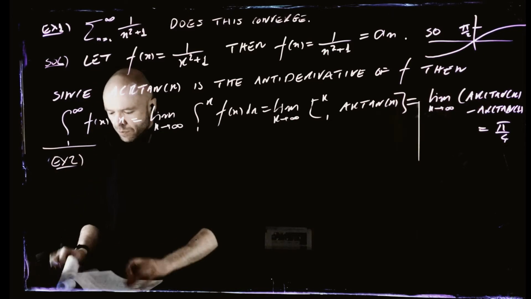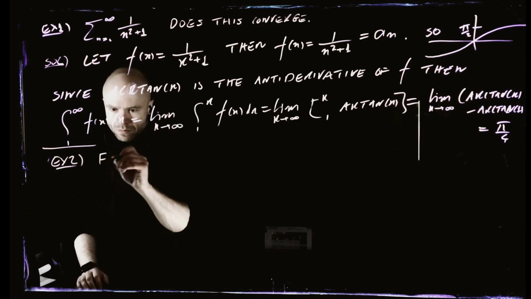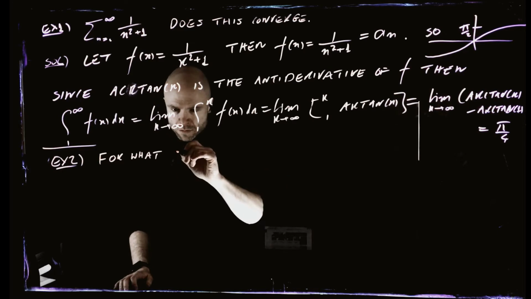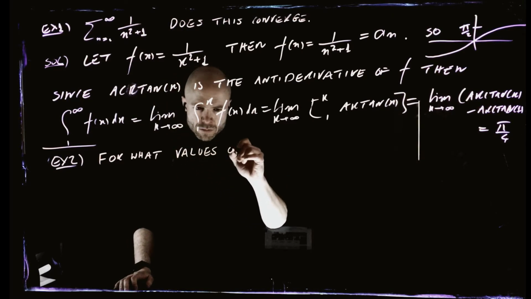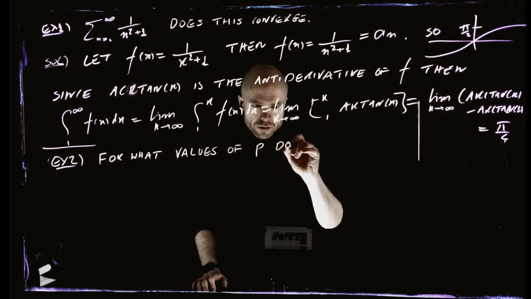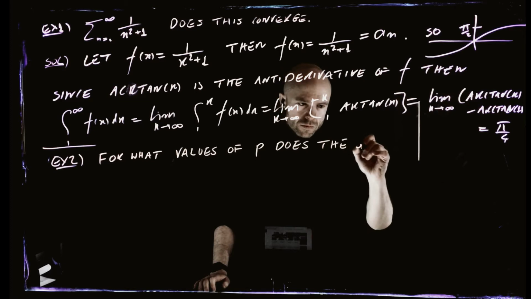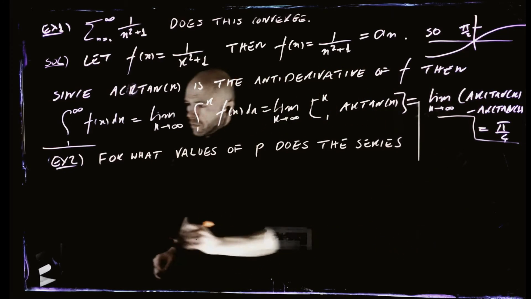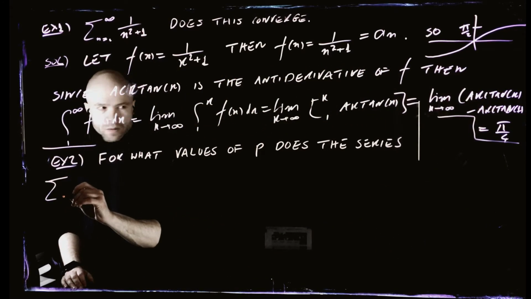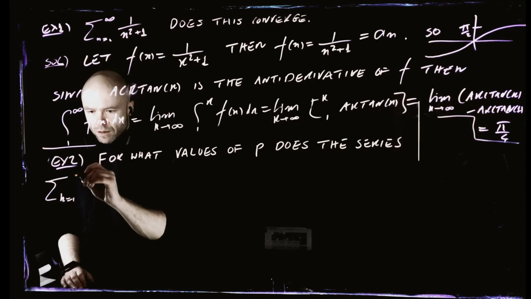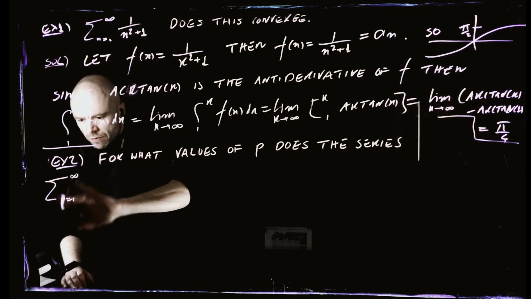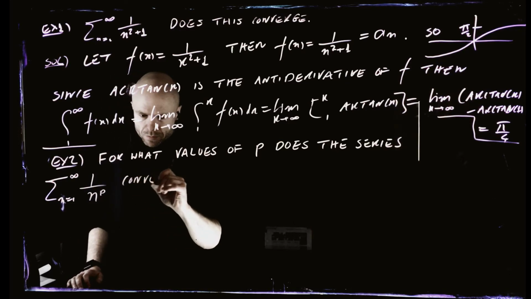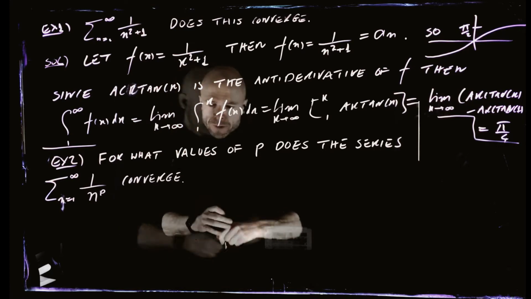Example 2. For what values of p does the series sum, well, let's use n since we're using n before, n equals 1 to infinity of 1 over n to the p converge? Okay, solution.